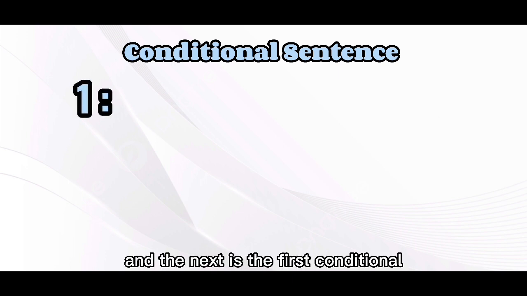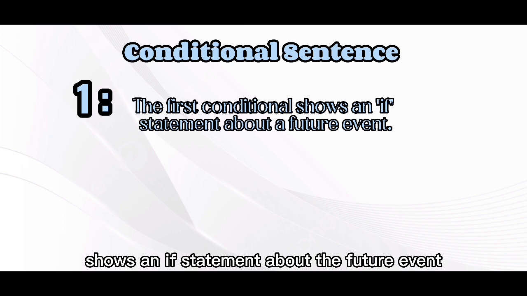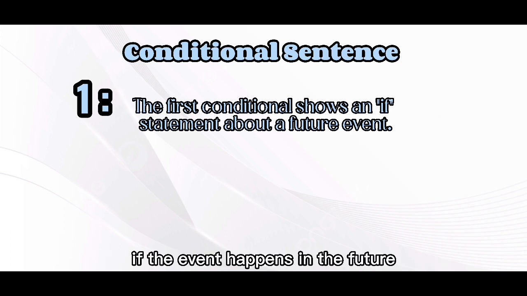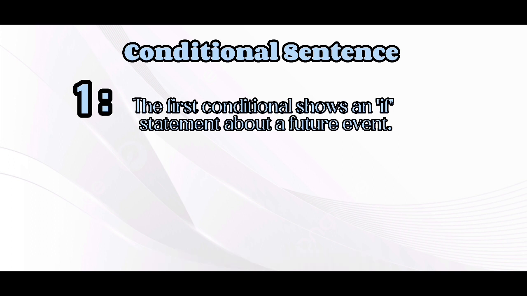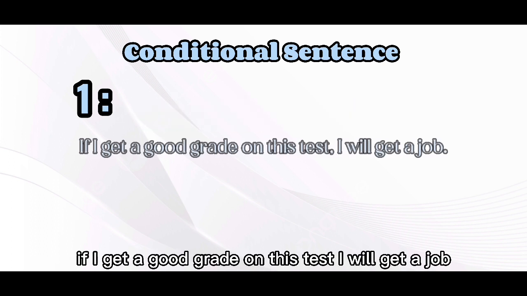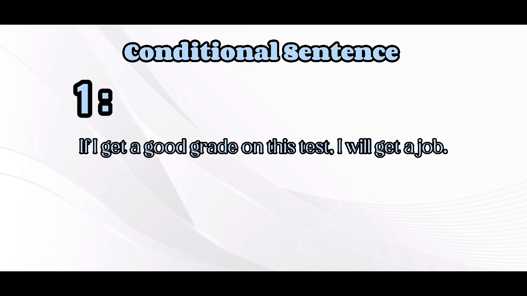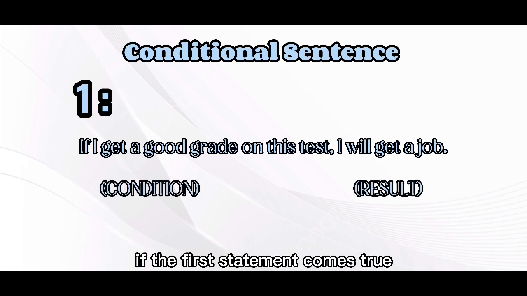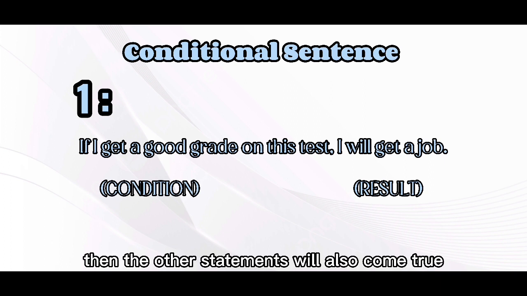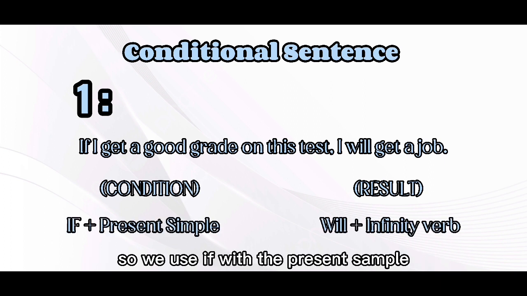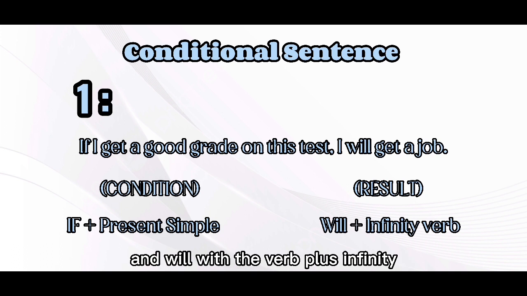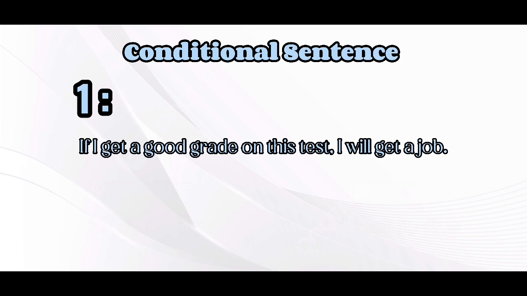And the next is the first conditional. The first conditional shows an if statement about a future event. If the event happens in the future, then another event will happen. Here's an example. If I get a good grade on this test, I will get a job. If the first statement comes true, then the other statement will also come true. So we use if with the present simple and will with the verb plus infinitive.